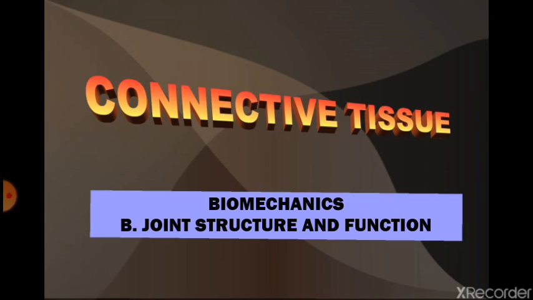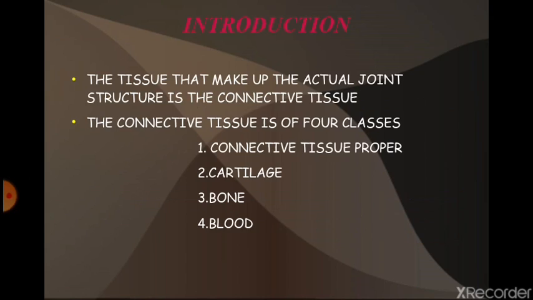In this presentation, we'll discuss the topic connective tissue in biomechanics under joint structure and function. Let's move on to the topic. Basically, our body is made up of four types of tissue: epithelial, connective, muscular, nervous. The tissue that makes up the actual joint structure is the connective tissue in the body. The connective tissue is of four classes: connective tissue proper, cartilage, bone, blood.